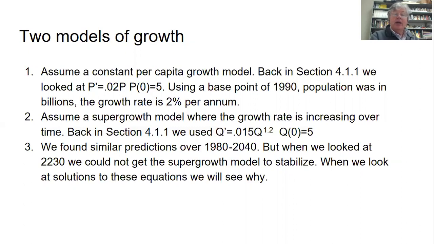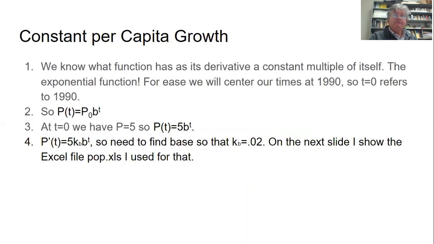And I don't know how carefully we looked at that, but if you did, you would have basically seen that between 1980 and 2040, a period around 60 years, both models gave pretty much the same answer. But when we looked into the future, 2230, so like 240 years after 1990, we can't get the supergrowth model to stabilize. Something's wrong with it. And so we're now going to have a look at the solutions to these equations, and that'll explain more what was happening.